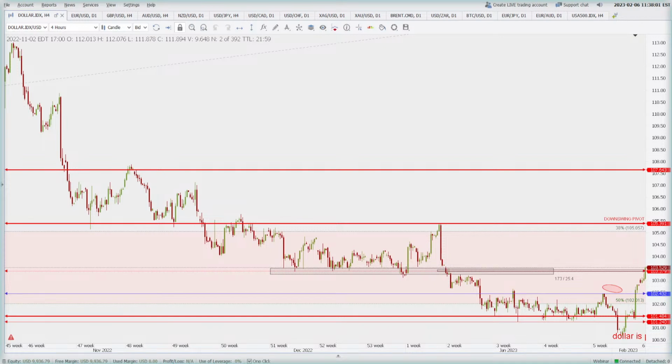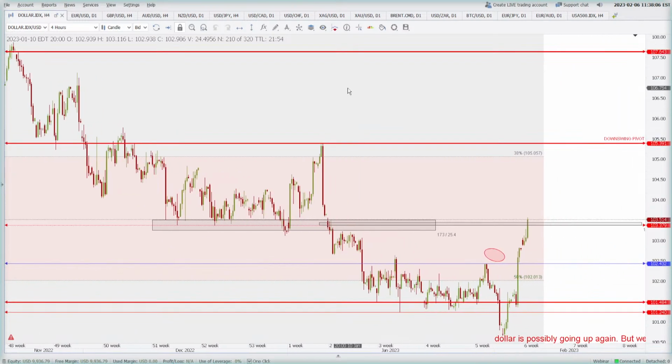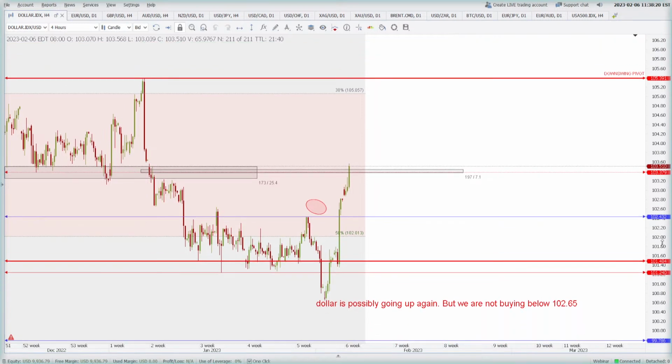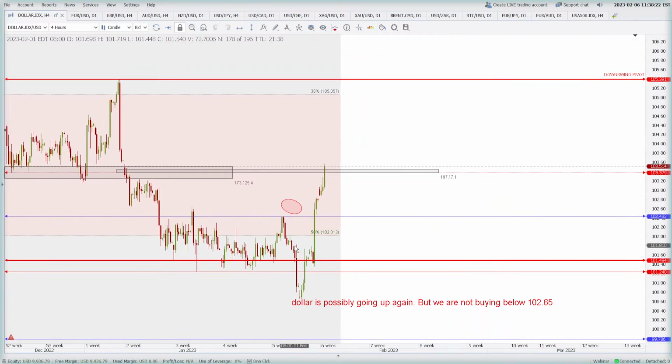So we go forward from here with the dollar index chart. Now the dollar index is trading much above this zone of resistance that we had marked on the daily chart as well as on the 4-hour chart. Now some of my friends are asking me, how did you know that the dollar is possibly going up again? How did you know at this point? How did you know that the dollar is going up?